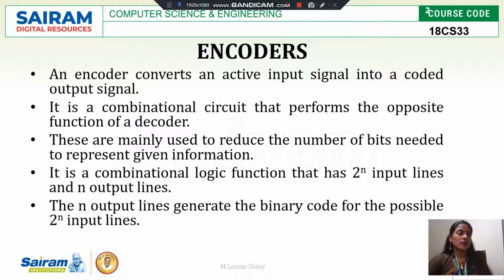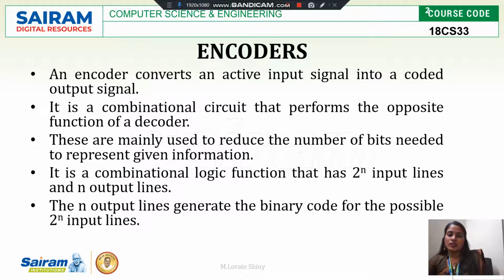Encoders, we have studied decoders. Encoders perform the opposite function of decoders. That means it converts an active input signal into a coded output signal. The main use of an encoder is to reduce the number of bits needed to represent the given information.